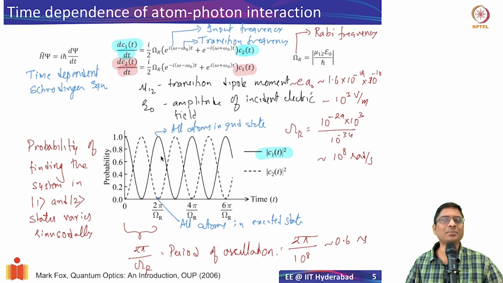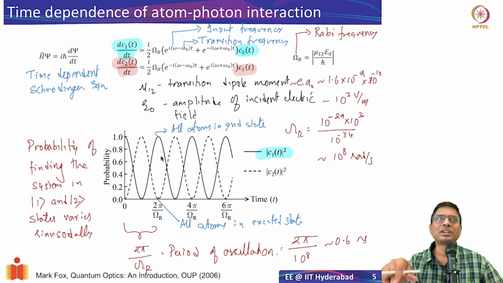If I increase the amplitude of the electric field, my Rabi frequency is dependent on the electric field, right? If you increase that, the Rabi frequency increases, so the period of oscillation reduces. Alright. When there are no coherent interactions, let's say the population is something.